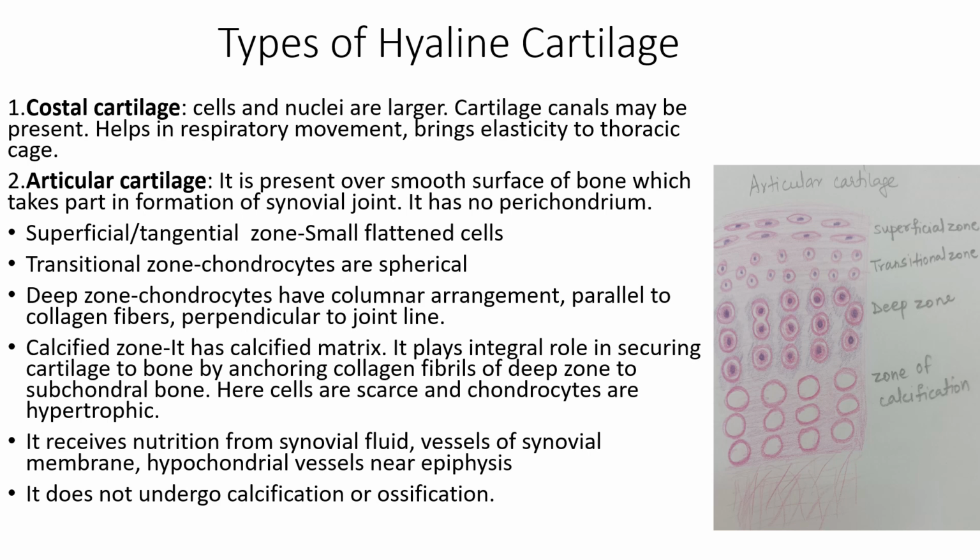Calcium is deposited in the matrix, and as soon as the calcium is deposited, the chondrocytes do not get nutrition and they die. This calcified zone has an integral role in securing cartilage to bone by anchoring collagen fibrils of the deep zone. Here the cells are few in number, and they enlarge and become hypertrophic. Because of the deposition of matrix, the chondrocytes do not get nutrition, so here nutrition comes from synovial fluid, vessels of the synovial membrane, or the hypochondrial vessels near the epiphysis. And the articular cartilage does not undergo calcification or ossification.